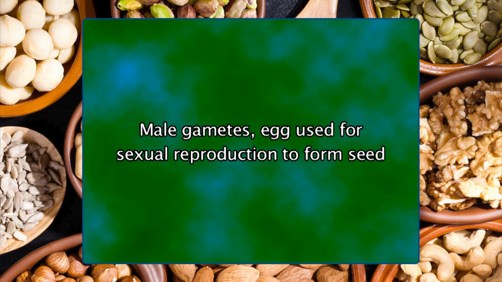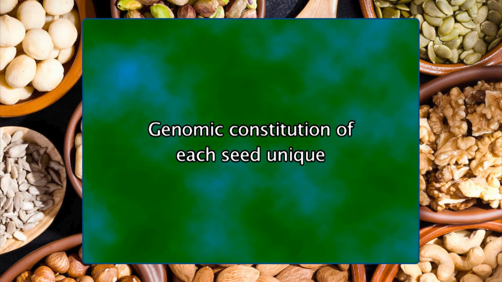That's called DNA fingerprinting. These in turn form the male gametes and the egg, which are used for sexual reproduction to form a seed. It's clear that because of the genetic recombination, the genome does not remain static and the cell's molecular machinery is altering the genome with each passing generation. Also, as a result of genetic recombination, the genomic constitution of each seed is unique in this world. Being products of sexual reproduction, seeds generate new genetic combinations, leading to variations.